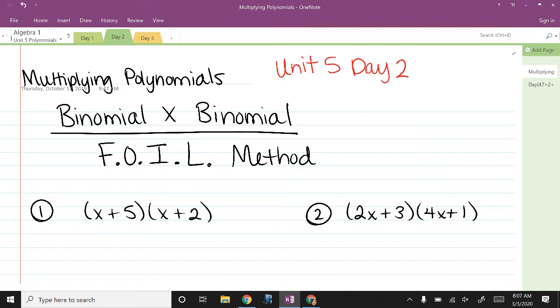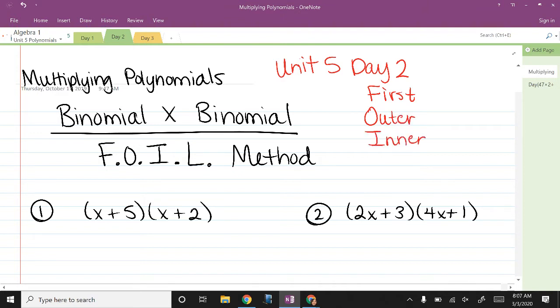You can think about this two different ways. You can think about it as distributive property that you do twice, or there's actually a name for the method for two binomials, and that's called the FOIL method, F-O-I-L. Now, that's an acronym. Y'all know what an acronym is, right? When every letter stands for something. So for the FOIL method, F stands for first, O stands for outer, I stands for inner, and L stands for last.